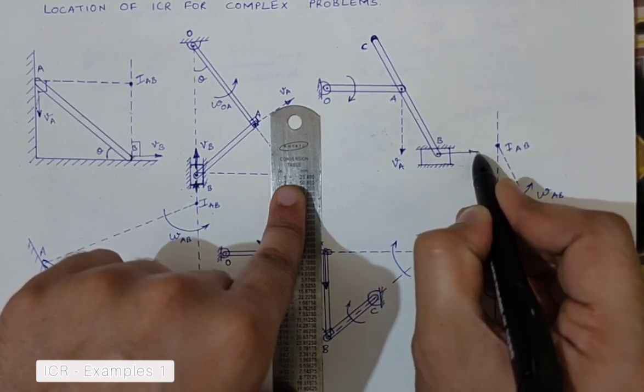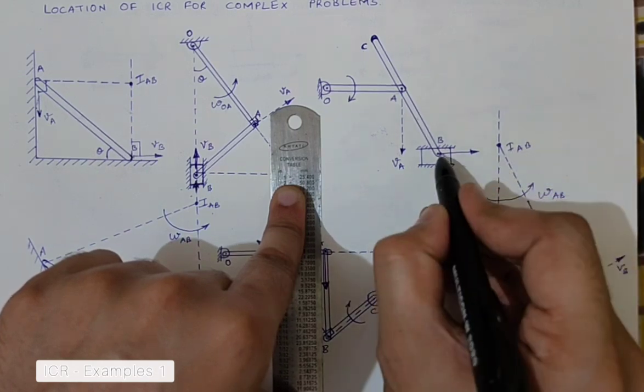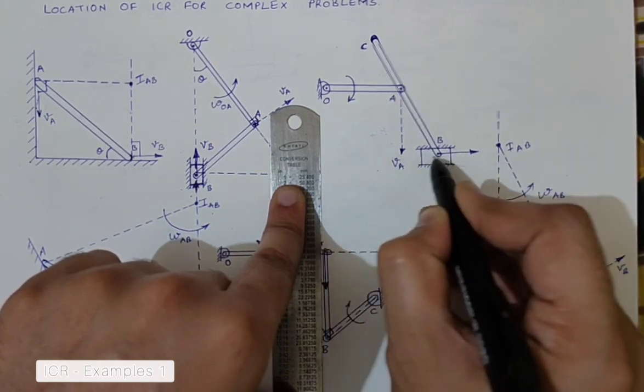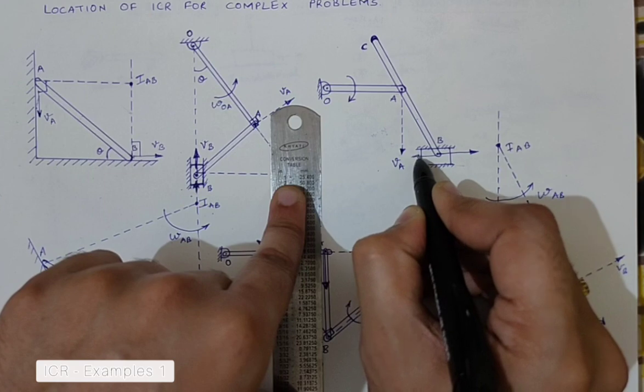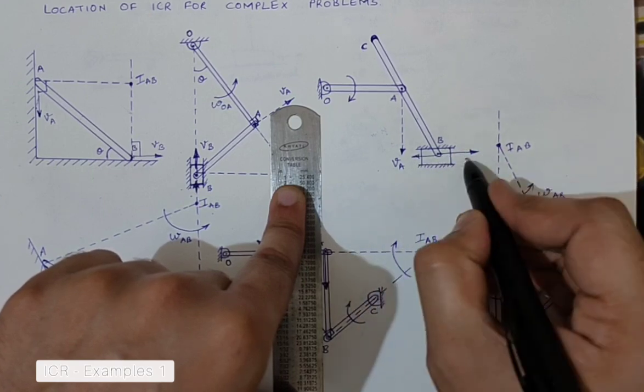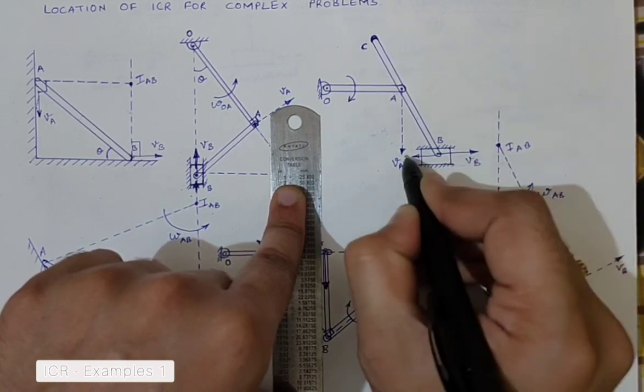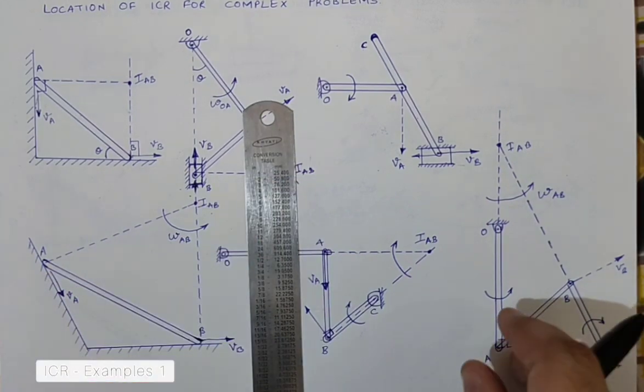And in the same way VB, because it is completely constrained between these two surfaces, it has to move in the horizontal direction, maybe rightwards or leftwards. That is not the question. The more important thing is that VB will be moving in the horizontal direction.